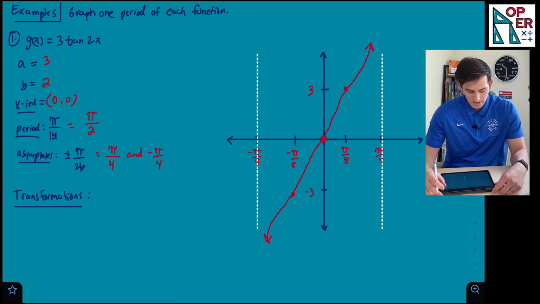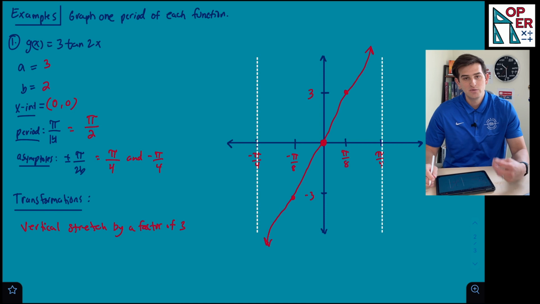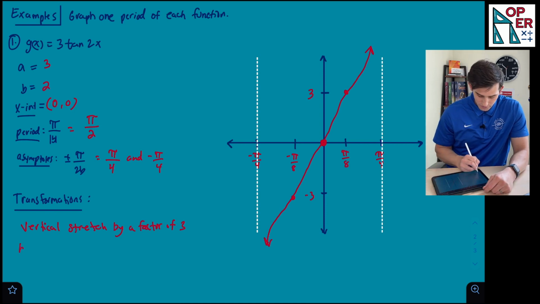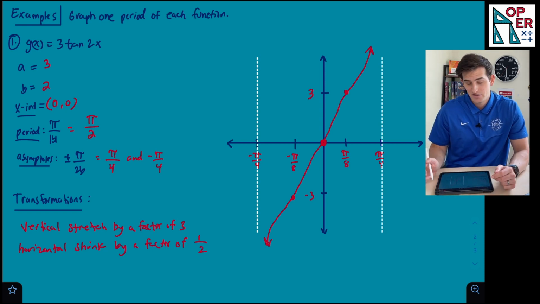So now let's think about the transformation. So what happened? Well, a was 3, so we had a vertical stretch by a factor of 3. And then b was 2, so we had a horizontal shrink by a factor of 1 over 2. Okay, so there's our example number 1 for graphing a tangent function.